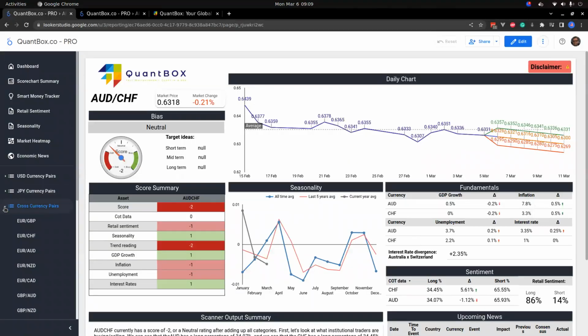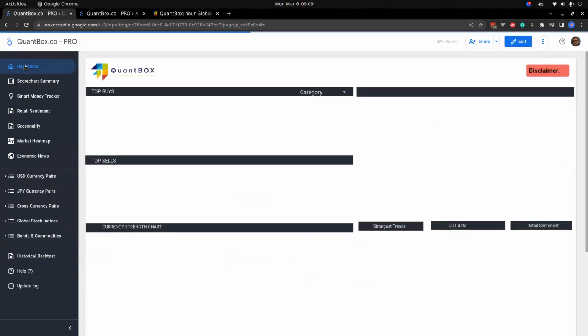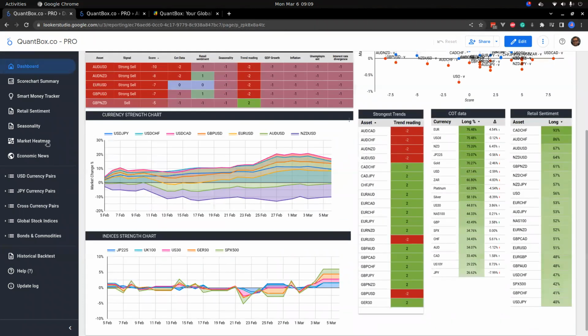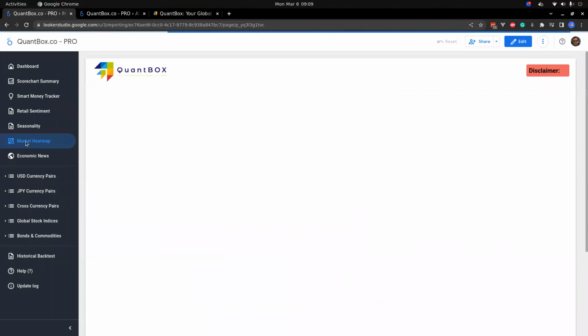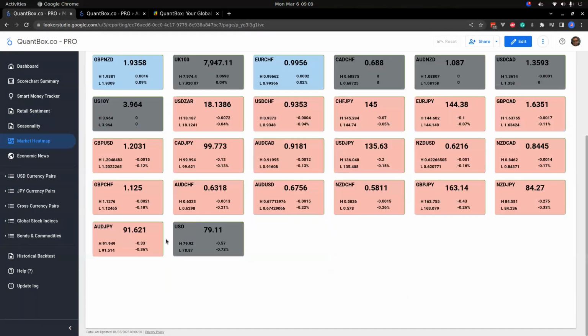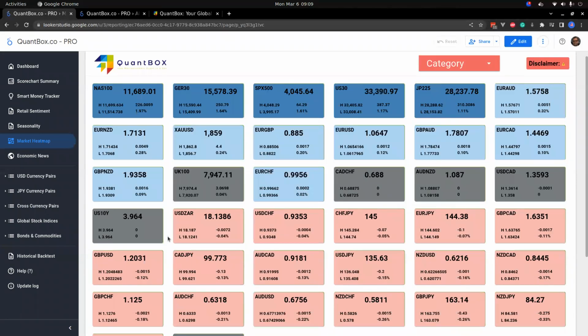As you can see, you've got a number of different currency pairs under different categories. And over here, you've got this dashboard, which shows you top buys, top sells, currency strength. Nice little summary over there. You've got a market heat map. This gives you your top winners and top losers for the session. And you can refresh this whenever you want. It continues to update.